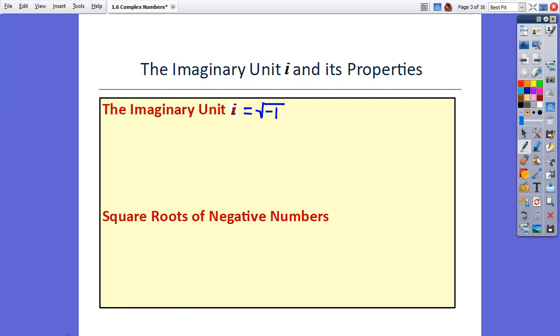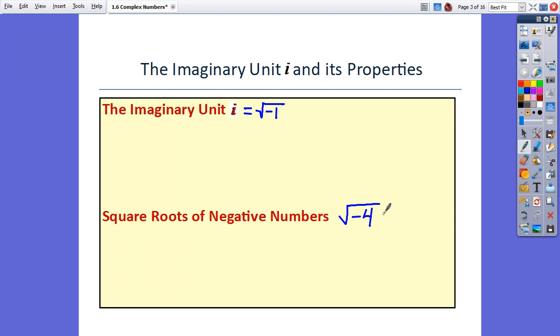So what we're going to do is look at the imaginary number i. We usually just leave it as i, but it is the square root of -1. So keep in mind, i is a radical, the square root of -1. Then we're going to be looking at square roots of negative numbers. In other words, if we have the square root of -4, how do I handle the square root of a negative?